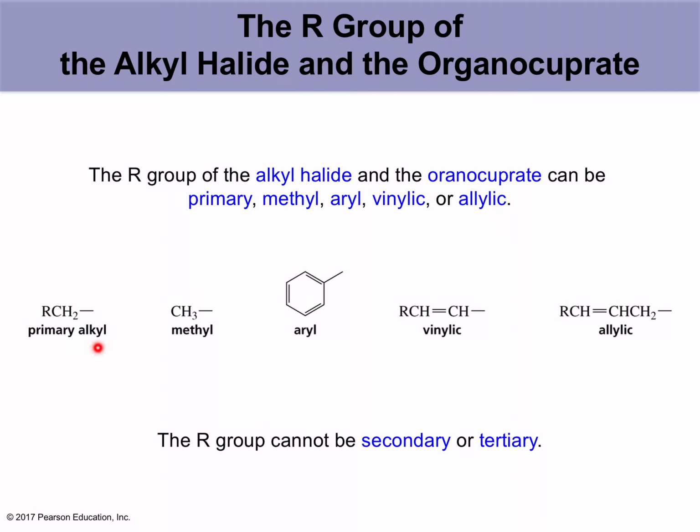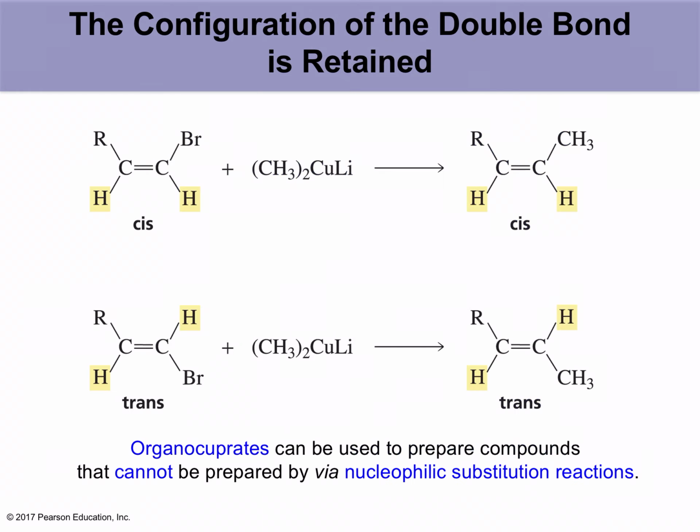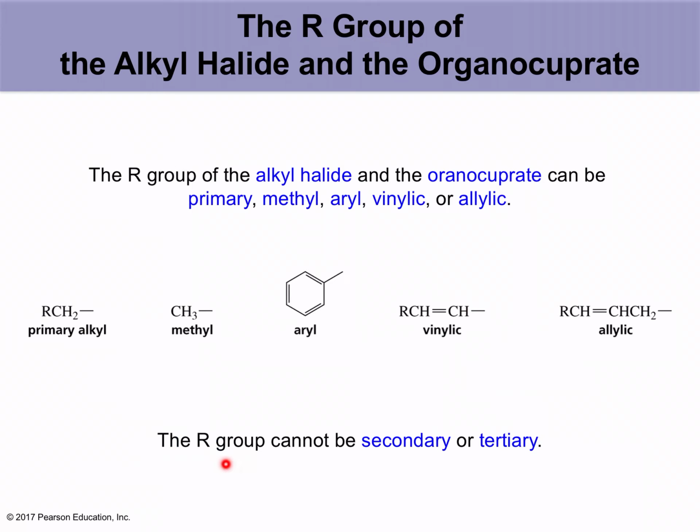It could be a primary alkyl, it could be a methyl group, aryl is this group, vinylic is when the carbon of the double bond is directly attached to the halogen, and the allylic would be not the carbon that is on the double bond but the one next to that. All of these can participate as an alkyl halide and the organocuprate in these reactions, but the alkyl group cannot be secondary or tertiary. Okay.